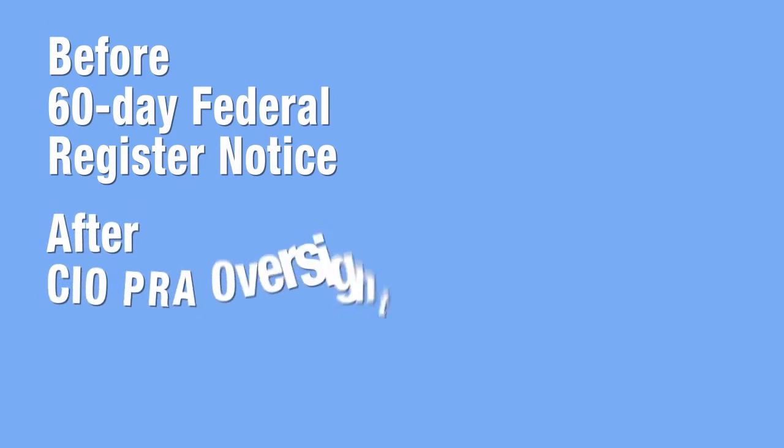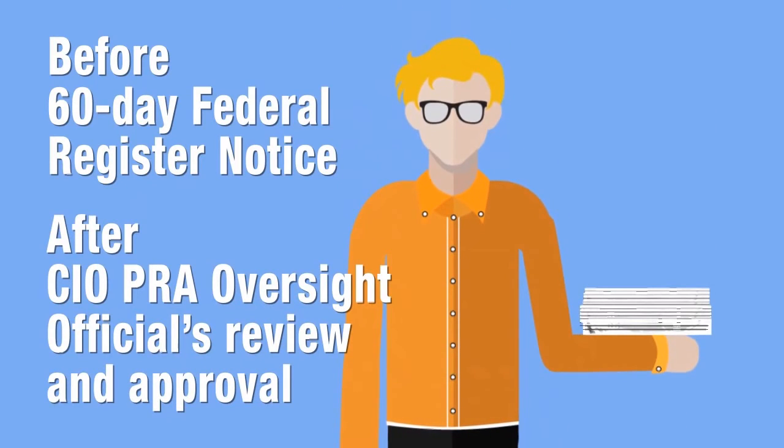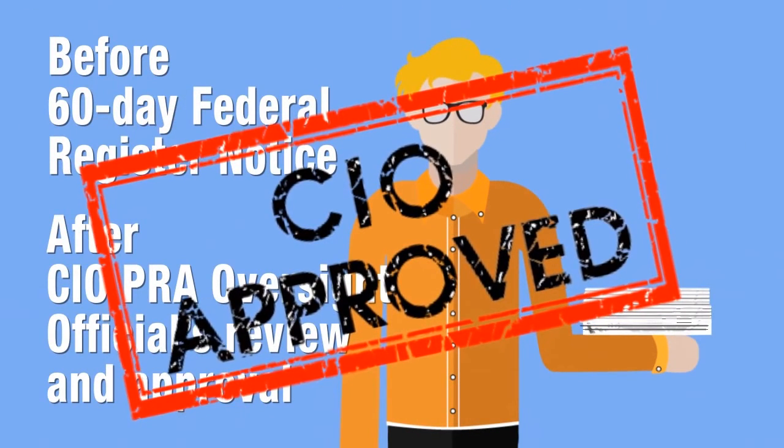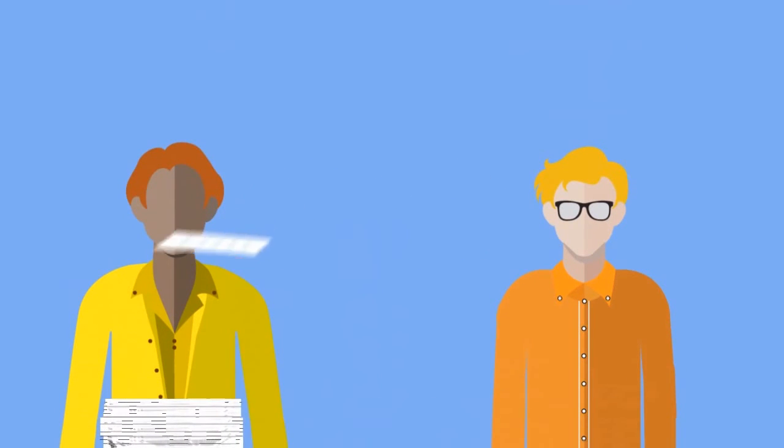Well before expiration of the 60-day Federal Register notice, and after your PRA oversight official's review and approval, your PRA contact will submit the complete information collection request to the Information Collection Review Office for review and approval. There may be discussions or negotiations by an Information Collection Review Office desk officer and your PRA contact. The desk officer will also provide comments and passback requests during this time.